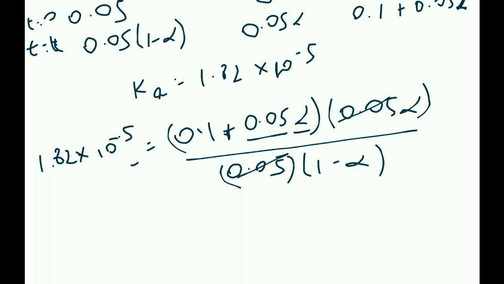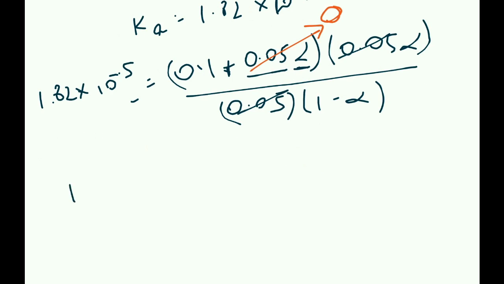So that's a really small value. And alpha is also going to be a really small value. And 0.05 into alpha, that's like a super small value into a super small value. That's going to be close to 0. So I can neglect this. I can take this as 0. So when I write it, I can write it as 1.82 into 10 to the power minus 5 is equal to 0.1 alpha by 1 minus alpha.